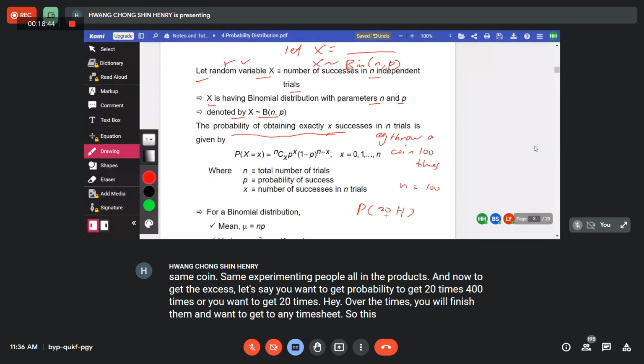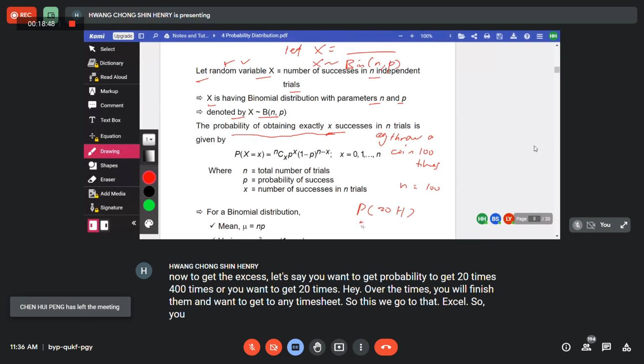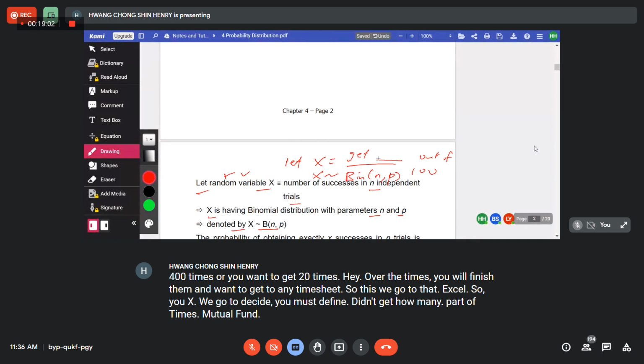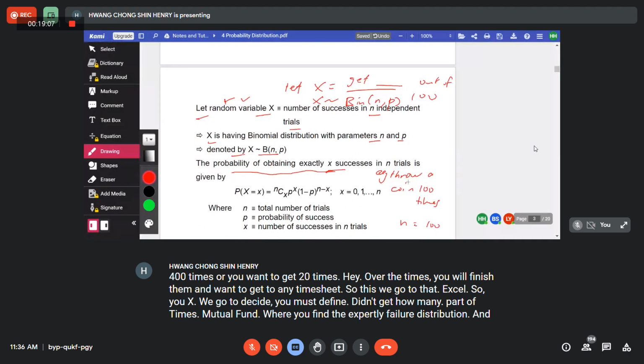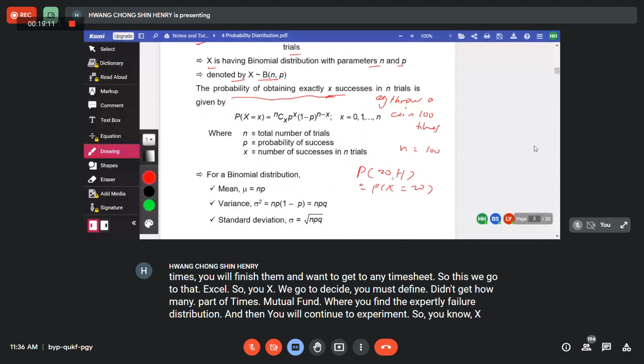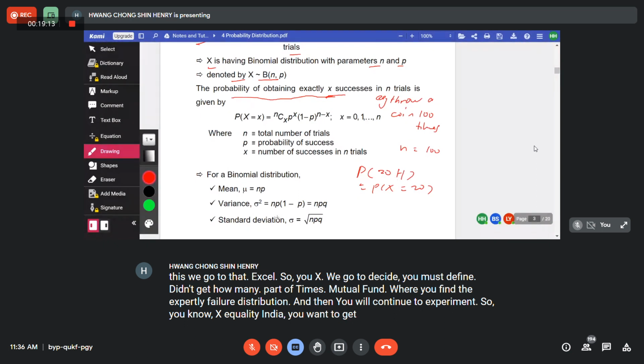So this will go to X. You write X equal to 20. That's why you must define your X: how many heads out of 100 times you throw the coin. So you define the X clearly, then you write the distribution, and then you continue. So you know X equal to 20, you want to get 20 heads. This is your formula.